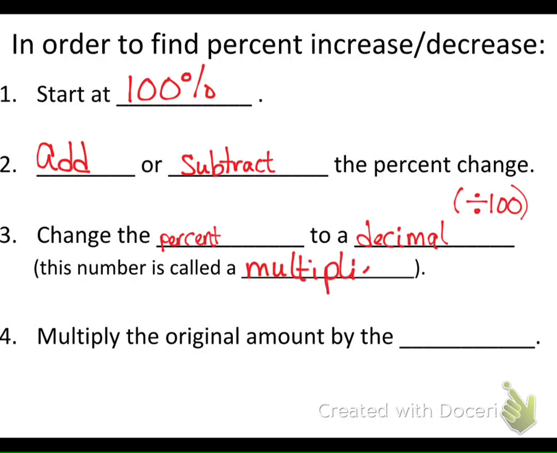Now you're going to hear me use this word often, okay? So make sure you learn what it means. Multiplier. And then your final step, you're going to multiply the original amount. What do you think I'm going to multiply the original amount by? The multiplier. Have to write it again.